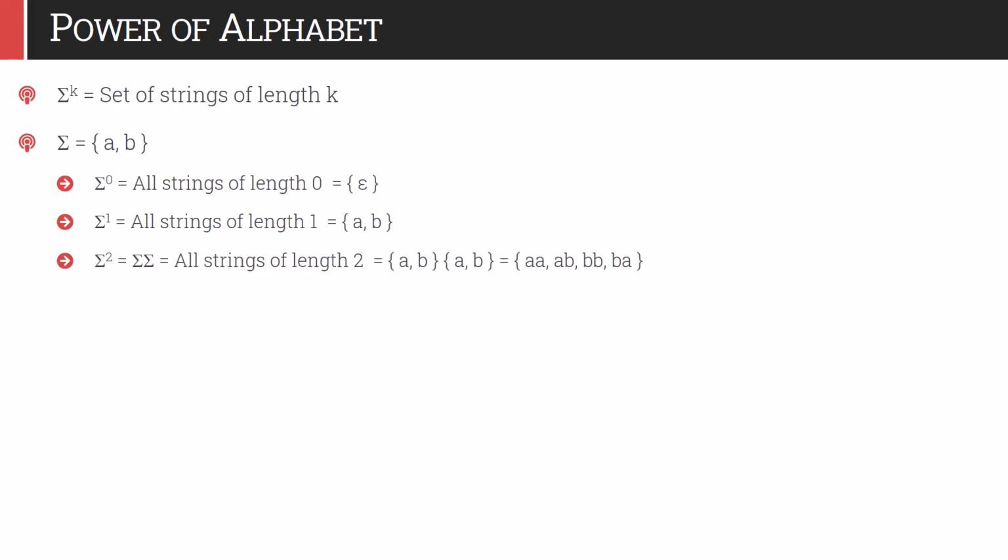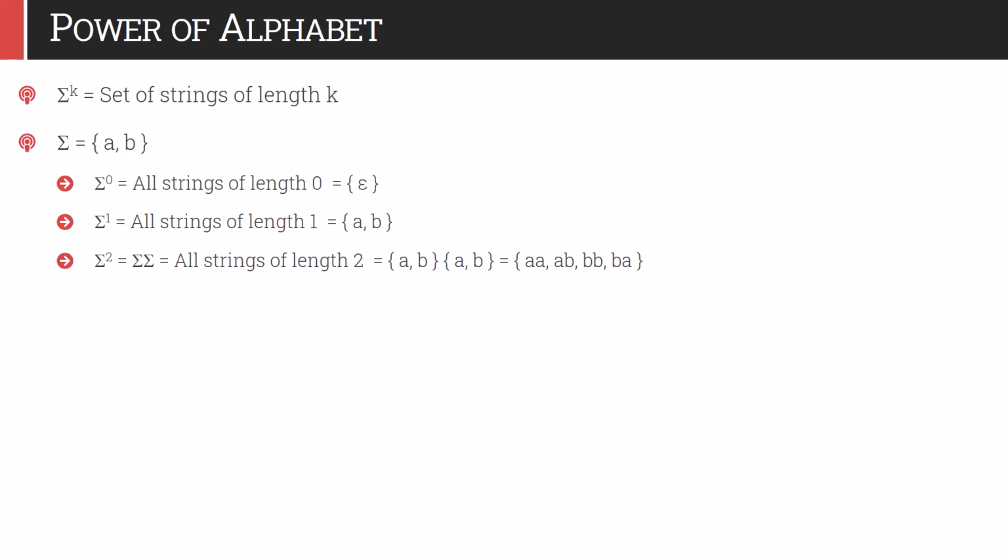Sigma power 2 means we have to concatenate sigma with sigma. It defines all the strings of length 2. So we have first sigma, that is {a, b}, concatenated with the same sigma, {a, b}. Now we have to take the combination of all alphabets, so we will get 4 strings.